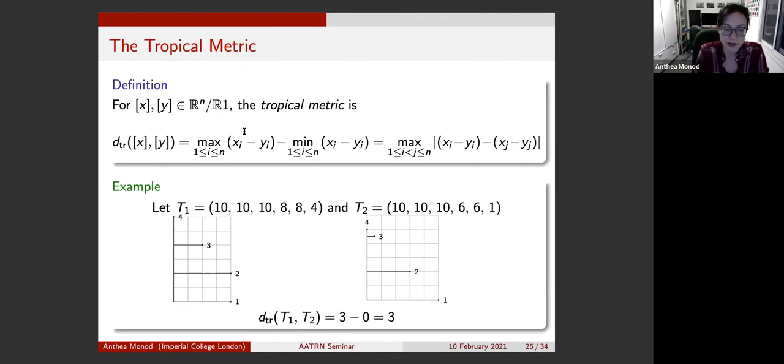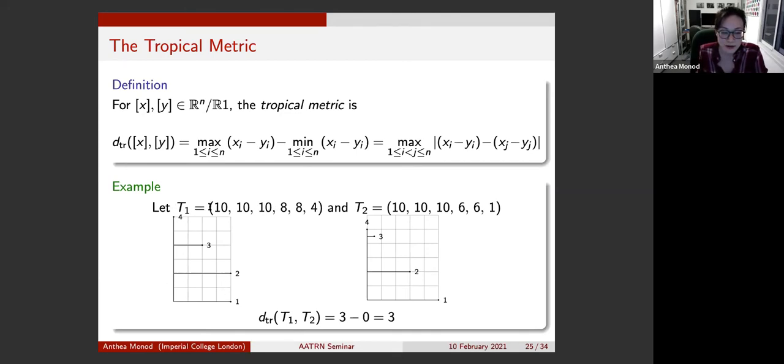We look at this tropical metric, which is defined for trees, but is actually defined on the tropical projective torus. It's given by this expression here: it's the max of all pairwise differences between the elements in the vector representation of your tree, minus the min. You can imagine it's quite combinatorial in nature, so I'll give an example, which probably gives you more intuition on how this metric works.